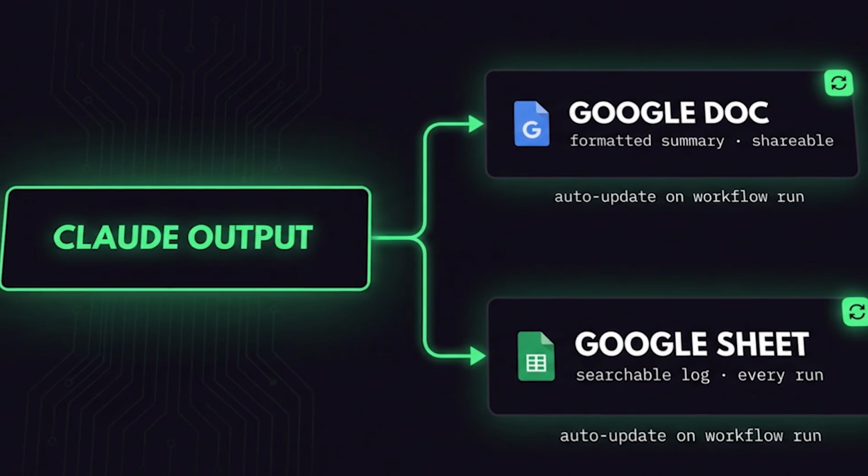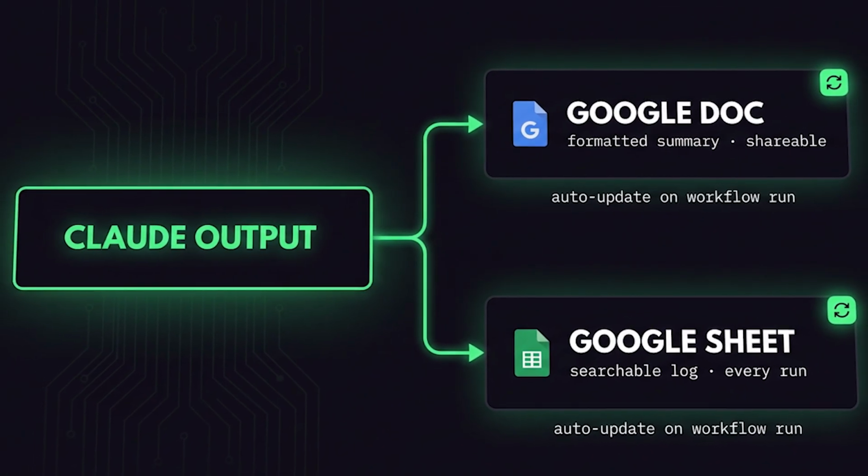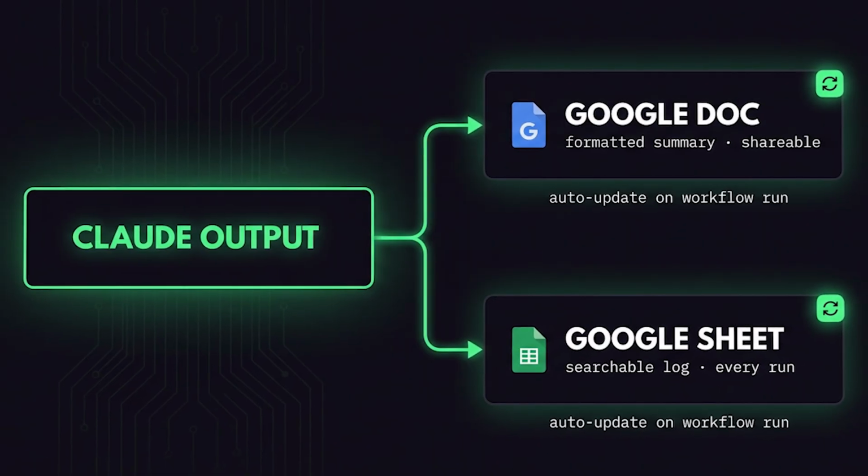So last episode, you connected Claude to Perplexity. Claude receives the raw research, returns a structured summary with key findings and takeaways. That summary exists in JSON. It's formatted, it's useful, but it's trapped inside of N8N. So you need two things. First, a readable document that you can share, edit, and reference. Second, a searchable log of every research run you've ever done.